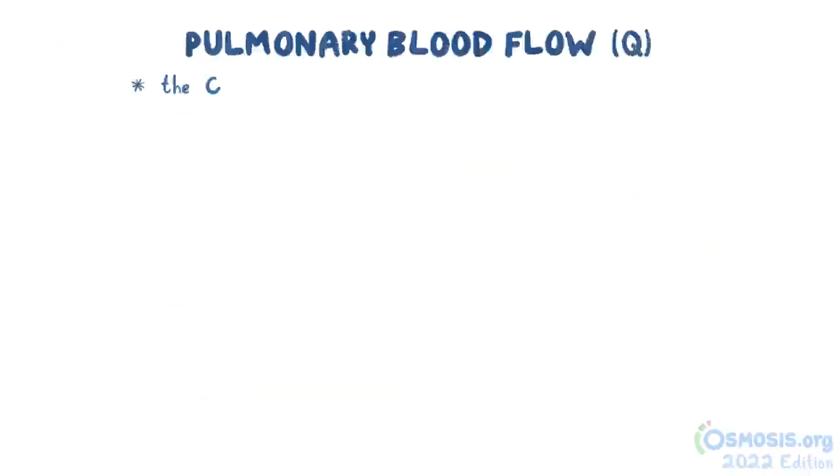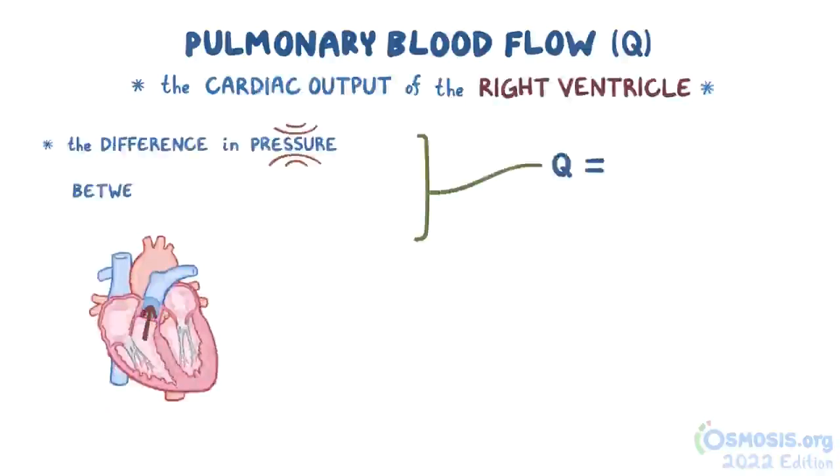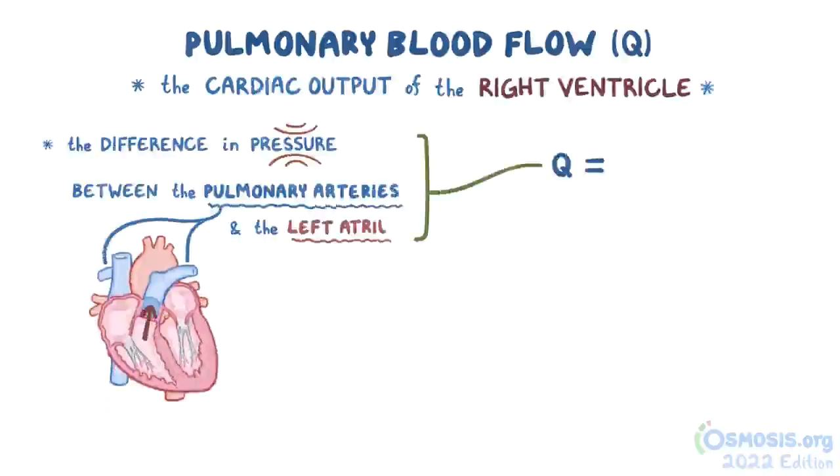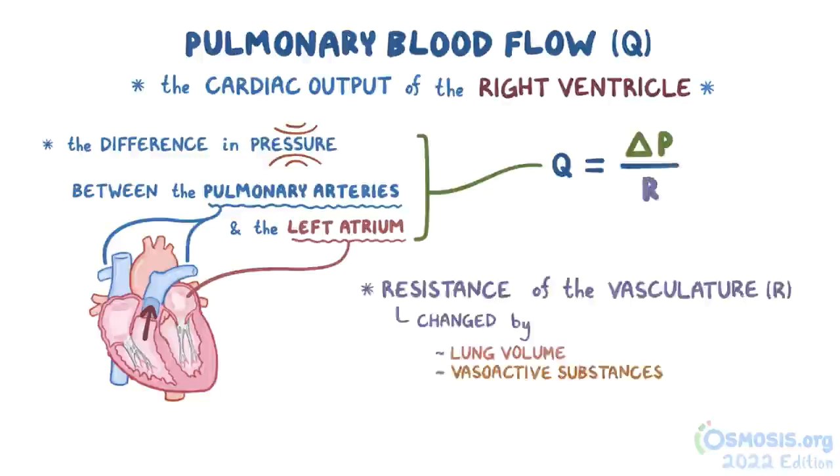Alright, as a quick recap, pulmonary blood flow is the cardiac output of the right ventricle. It can be calculated using the formula Q equals the difference in pressure between the pulmonary artery and the left atrium, or delta P, divided by the resistance of the pulmonary vasculature, or R. The resistance of the vasculature can be changed by lung volume and vasoactive substances, which can constrict or dilate the vasculature to ultimately regulate the pulmonary blood flow.